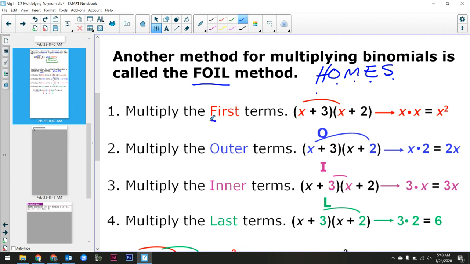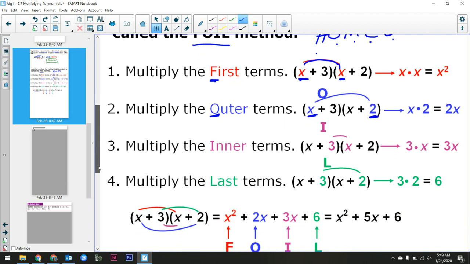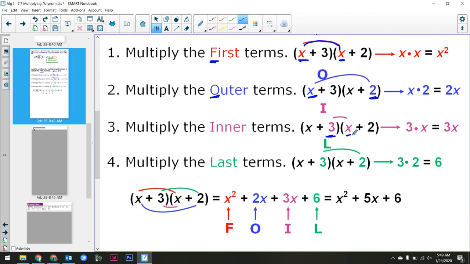So F stands for first. Multiply the first terms together. And when I say first terms, I mean first terms out of the two binomials. O stands for outer. So you're going to multiply the outer terms out of each binomial, the outer two terms, the one on either side. I stands for inner. Multiply the two inner terms. And then L stands for last. Multiply the two last terms in either binomial. And then all you do is add them together.